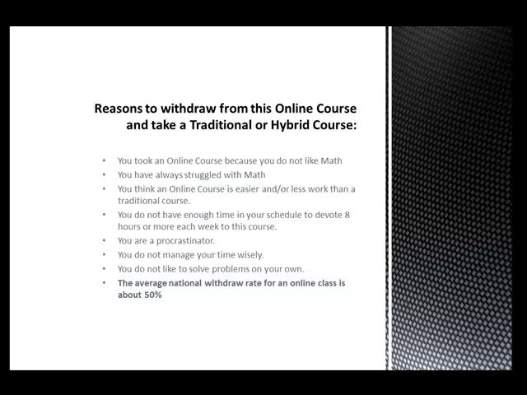Some reasons to withdraw from this online course and take a traditional or hybrid course: You took an online course because you do not like math. You have always struggled with math. You think an online course is easier and or less work than a traditional course. You do not have enough time in your schedule to devote 8 hours or more each week to this course.